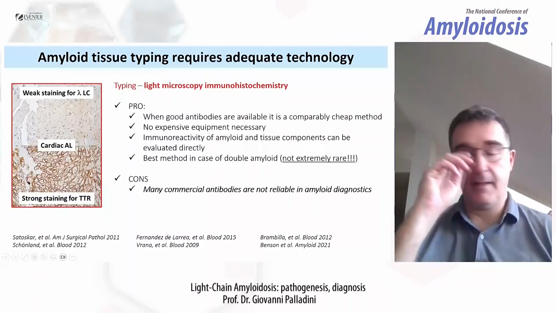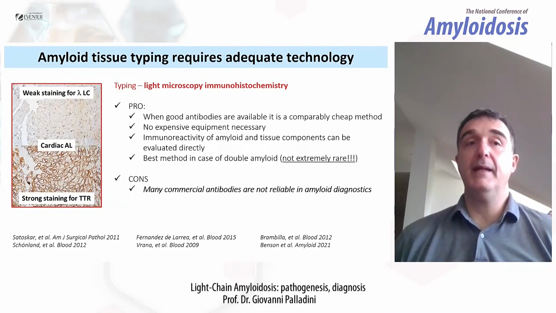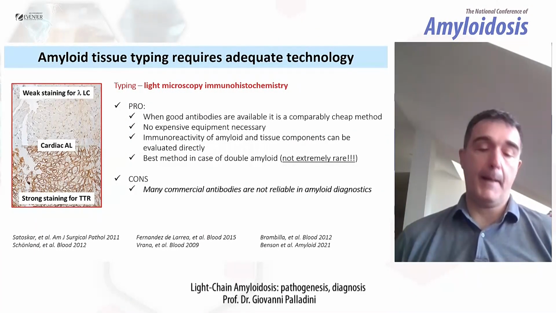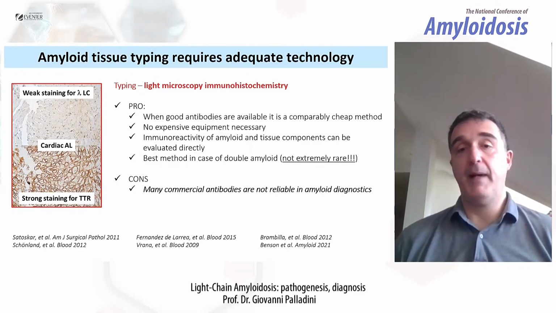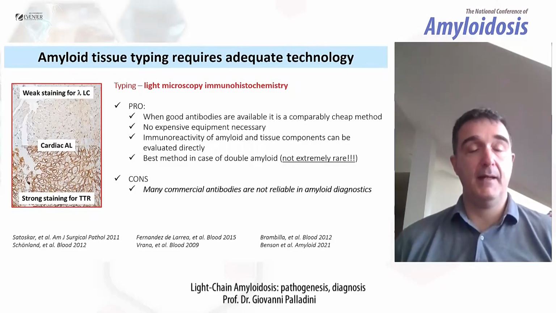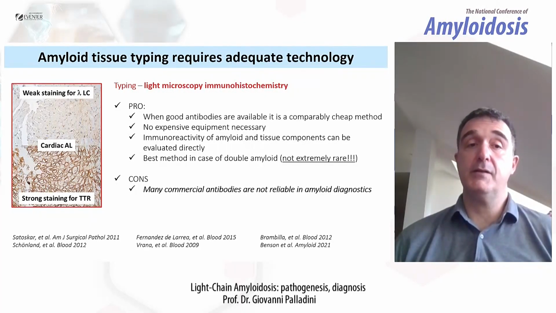The problem is typing. And with typing, usually light microscope immunohistochemistry with commercial antibodies does not work very well due to low specificity. In the left panel, you see a published patient by Satoskar, quite an old case. This is an endomyocardial biopsy. The patient had lambda AL amyloidosis, but as you can see, the patient had a strong staining for TTR.